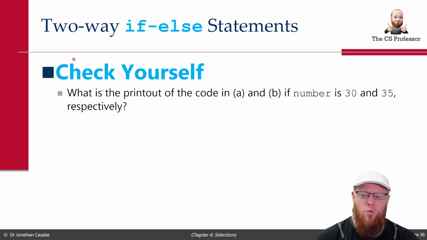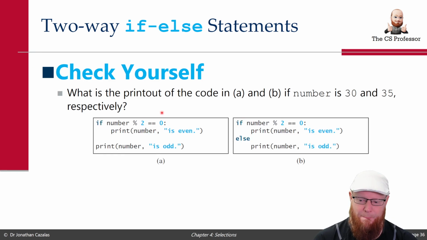Another one, what is the printout of the code in A and B below, that we'll see in a moment, if number is 30 and 35 respectively? So we'll look at A first, and we'll look at 30. If number mod 2 equals 0, and so if number is 30, if 30 mod 2 is 0, what does mod 2 check? It checks if it's even. So when we divide 30 by 2, is there a remainder? Nope, there's not. So we're going to print number is even. But notice we're also going to print number is odd, which of course 30 is not odd, but it is going to print. Why is it going to print 30 is odd?